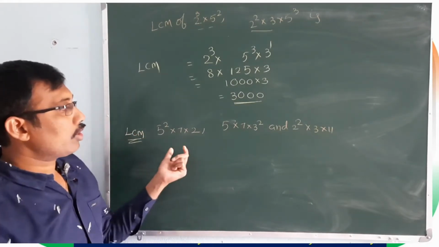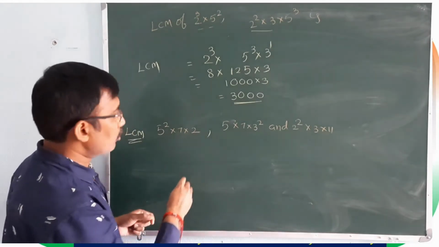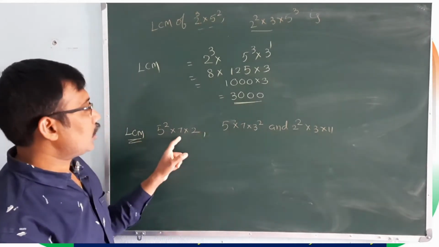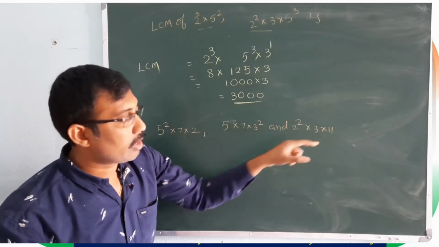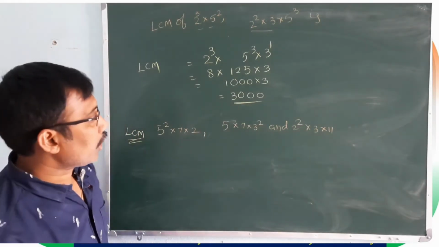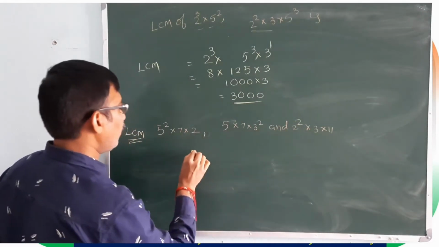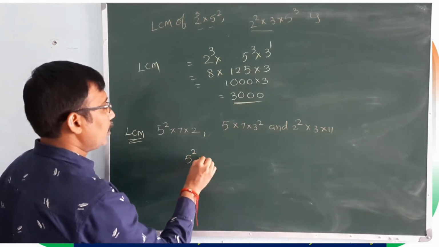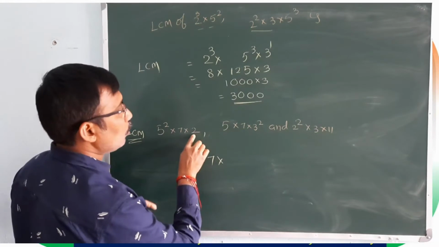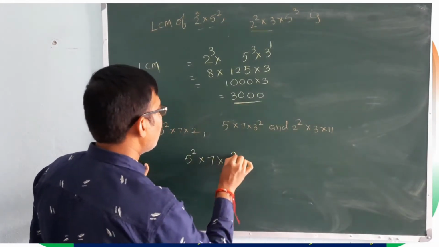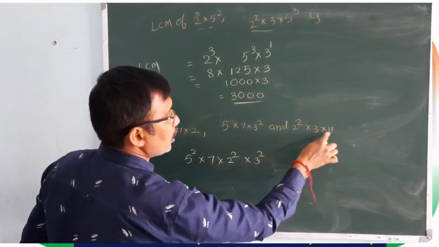Same, this one is also given in prime factorization. 5 power of 2 into 7, 2 into 5 into 7 into 3 square, and 2 square into 3 into 11. So in this one, the first one is 5 power of 2, 5, only 5. So 5 square. Next 7, not here, 7. Next 2 square is highest power. Next 5, 7. Next 3 square. Next, last one is 11.